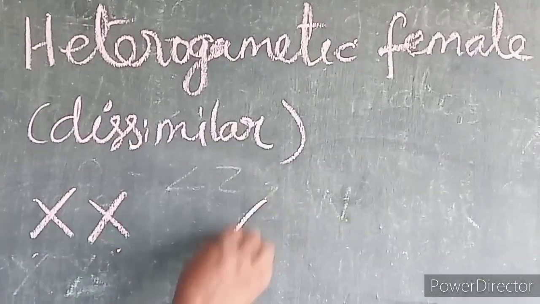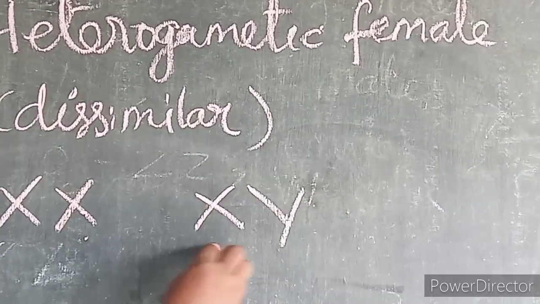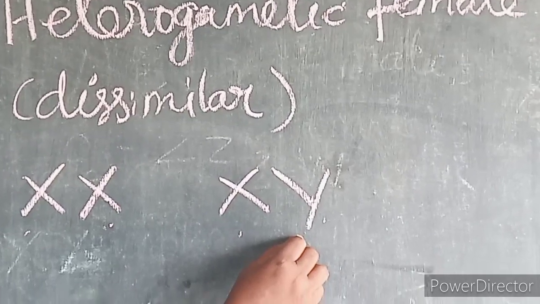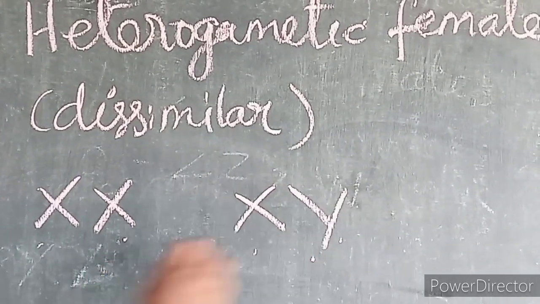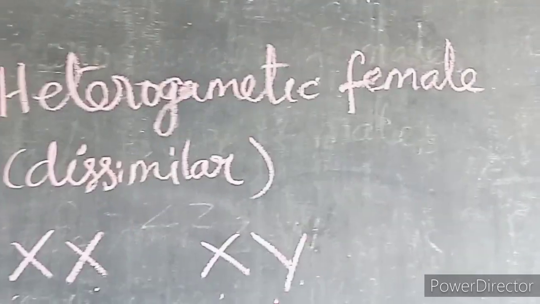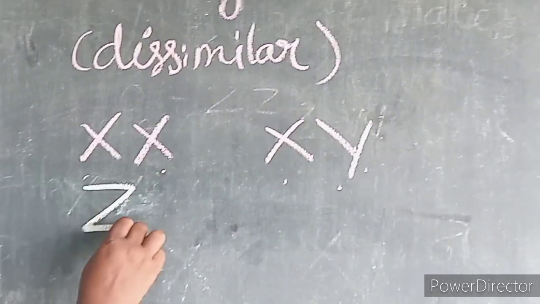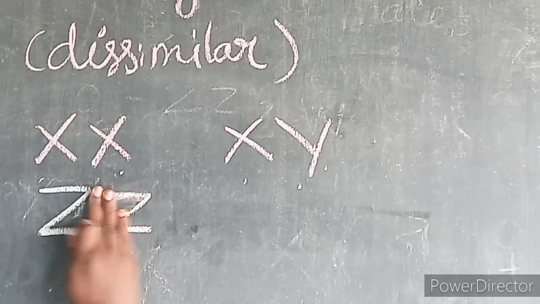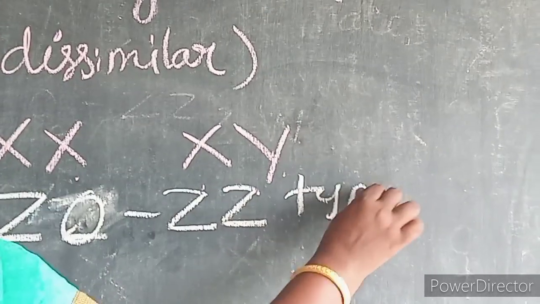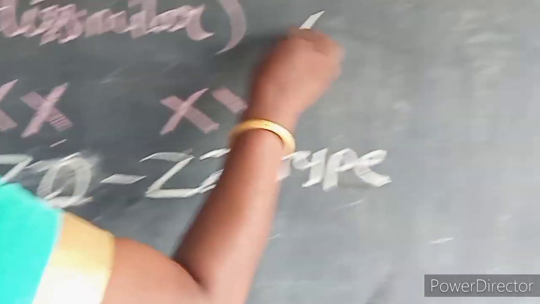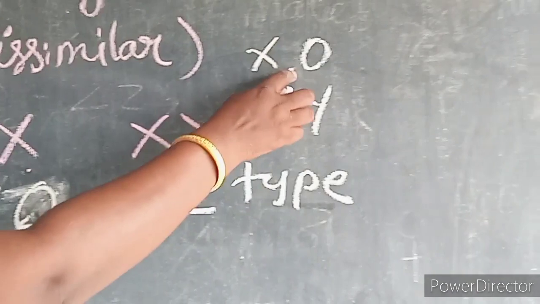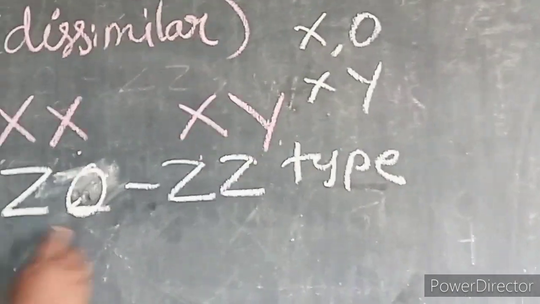Then X and Y, one is an X and one is a Y, so both are producing two dissimilar gametes, then it is heterogametic. So here we are going to see about the heterogametic females, that is here the ZO and ZZ type. So to avoid confusion with the X and Y, we will change the O and Y to Z and W.